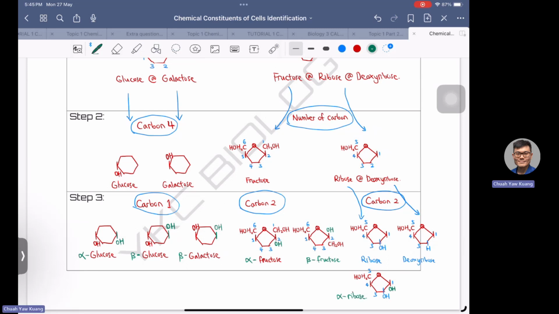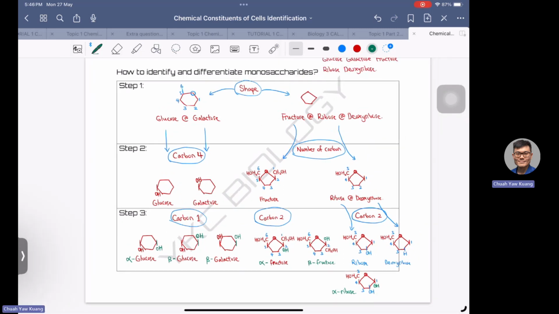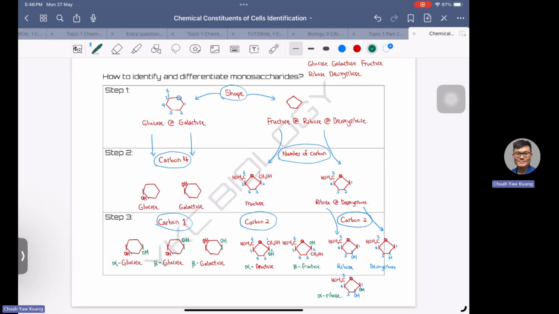So this is how we differentiate the alpha or the beta. Okay, so with that, you can see that with 3 simple steps, we can differentiate all 5 types of the monosaccharides that we have learned in our syllabus.